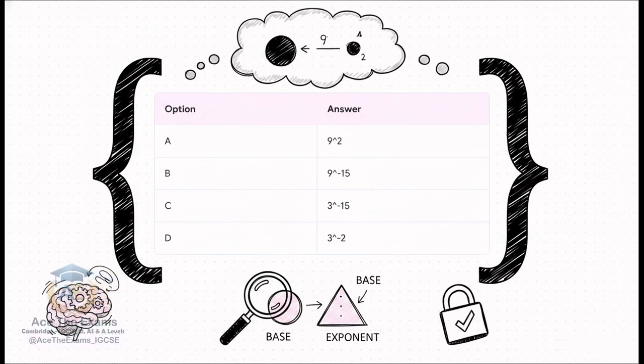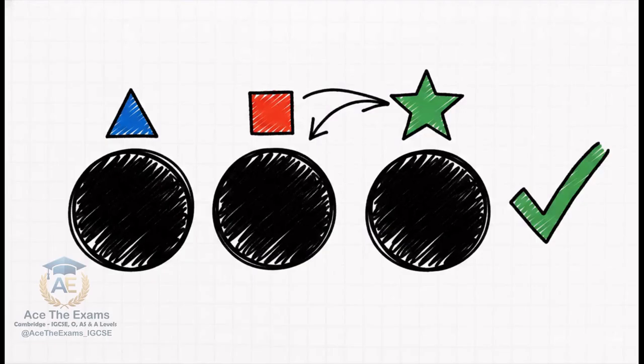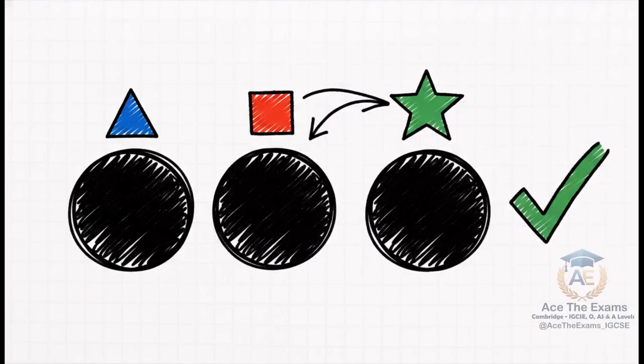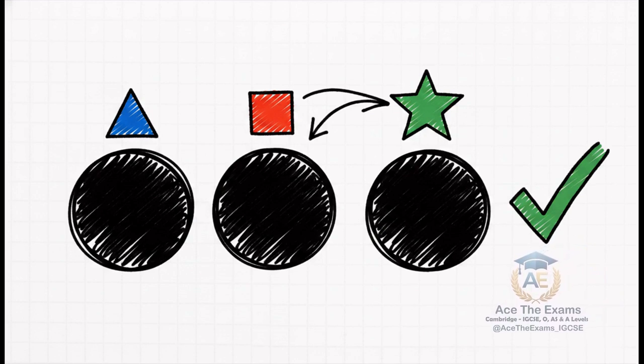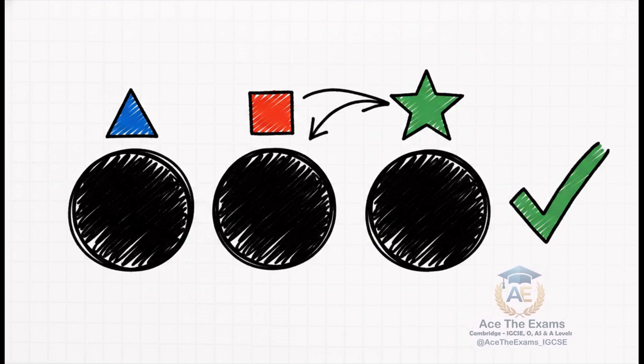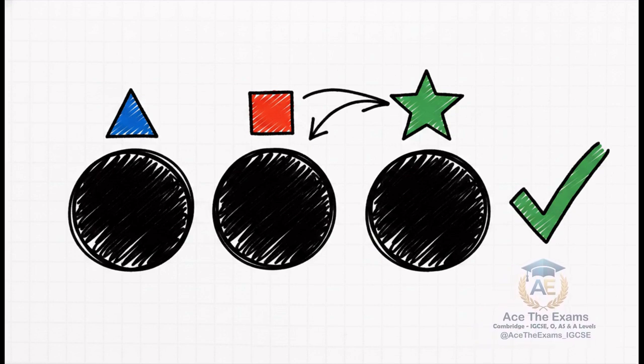All right, do you have your answer? Let's break it down. And this brilliantly illustrates the fundamental rule of multiplying indices. The correct answer is D, 3 to the power of -2. Let's talk about why. When you are multiplying terms with the exact same base, in this case, the number 3, you simply add the exponents together. That's the rule. So a +3 plus a -5 leaves us with an overall exponent of -2. Notice that the base stays exactly the same.